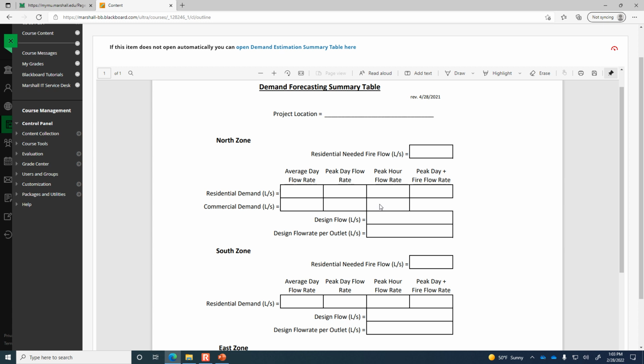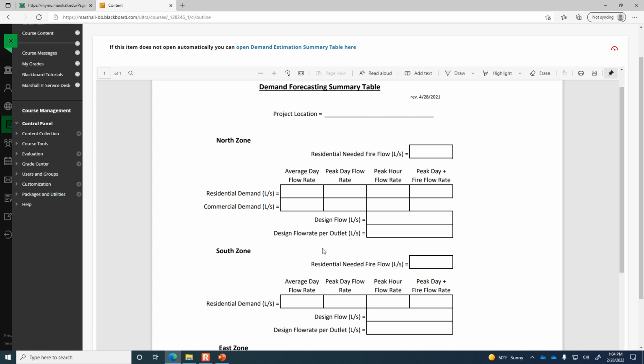And you'll notice the commercial demands don't have any fire flows that need to be accounted for, and that's why that cell is left empty on the right side. It's just to let you know that it's the peak hour flow rate that is going to go into the design flow. So the design flow is peak hour commercial plus the larger of peak hour residential or peak day plus fire flow for residential.